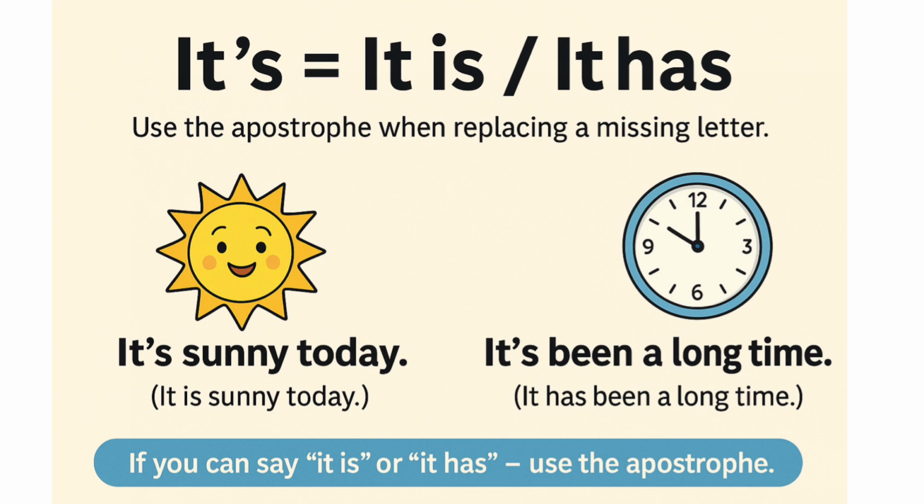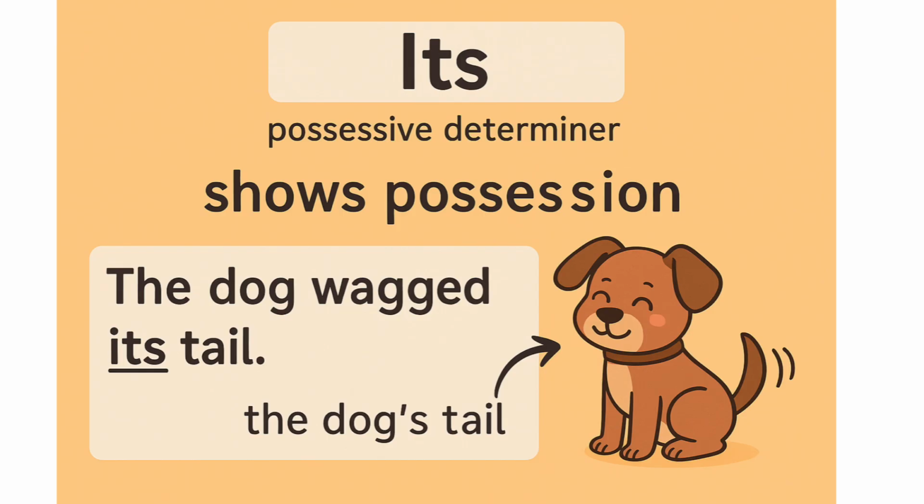the apostrophe. Now, it's without an apostrophe is a possessive pronoun. It shows that something belongs to it. For example, the dog wagged its tail. The tail belongs to the dog. The phone lost its signal. The signal belongs to the phone. Tip: think of it's like his or her, they don't have apostrophes either.